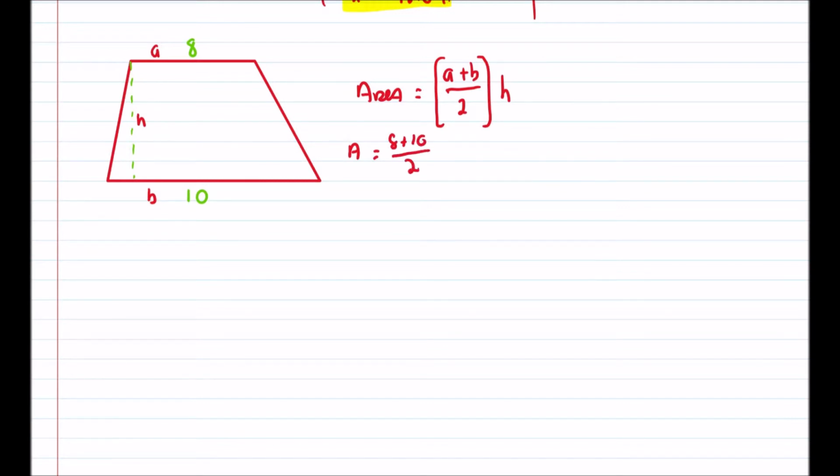And all we do is throw it into this formula. So area equals, A is 8 plus B, which is 10, all over 2. And we multiply that by the height, and so the height is 7, I should have put in. So area equals, that is 9.